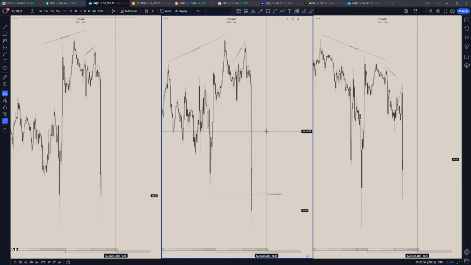So just think of SMT as another tool. Think of SMT as, for example, a fair value gap. SMT is just a fair value gap, you know? And when you see it and the narrative is correct, then you can enter on it.